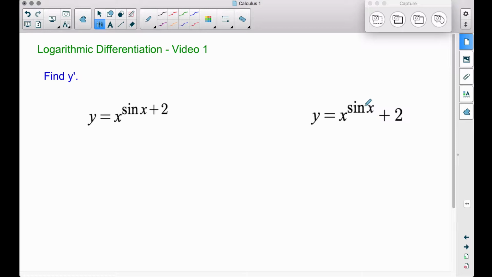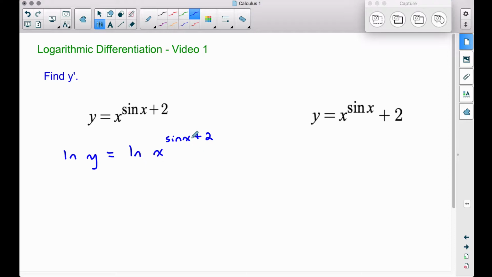So with this first example, to find y prime, that's our instructions here. Notice we have an x in our base, and then we have some exponent that also has an x in it. That is a big hint to use logarithmic differentiation. So therefore, let's go ahead and take the natural log of both sides. We have natural log of y is equal to the natural log of x to the sine of x plus 2. Again, because all of that is in our exponent.